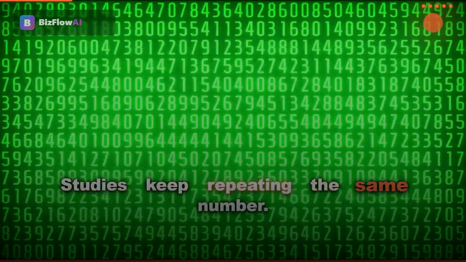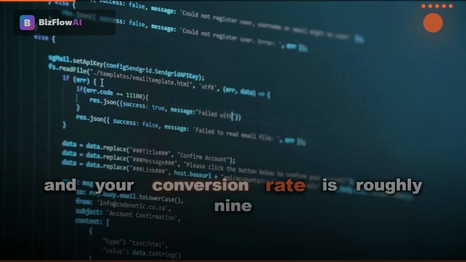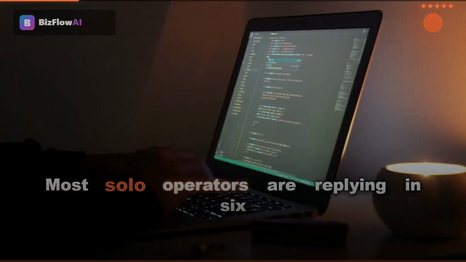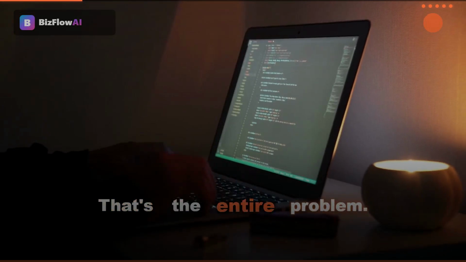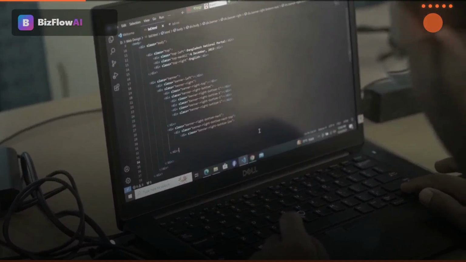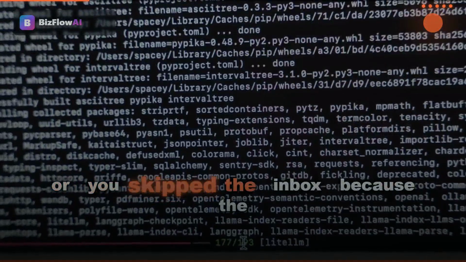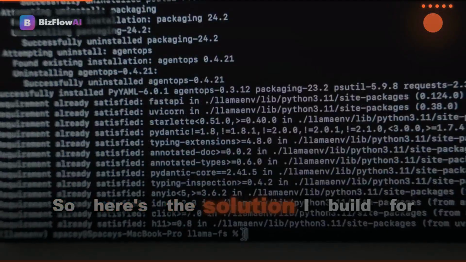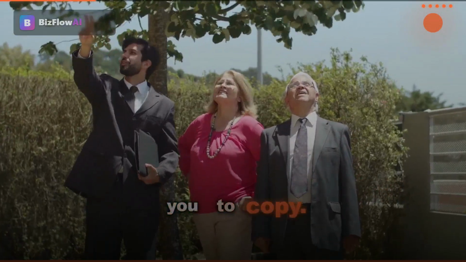Studies keep repeating the same number. Reply within 5 minutes, and your conversion rate is roughly 9 times higher than replying in an hour. Most solo operators are replying in 6 to 12 hours. That's the entire problem. You're not losing deals because you're bad at sales. You're losing them because you're asleep, or in a call, or you skipped the inbox because the last 20 leads were garbage.